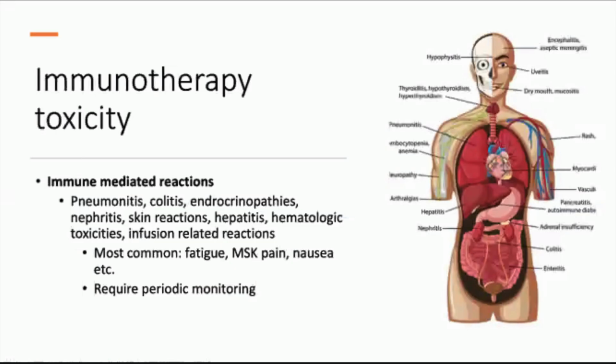Before we move on to the next section, I just want to review some of the IO side effects that we should be aware of as clinicians. So some of the most common ones are fatigue, MSK pain, nausea, or vomiting. But rarer and more severe side effects can also happen, like pneumonitis and colitis. So it's very important to monitor those patients closely when they are on immunotherapy.